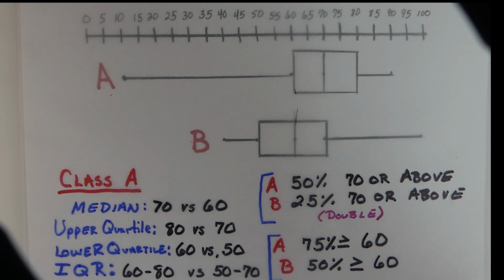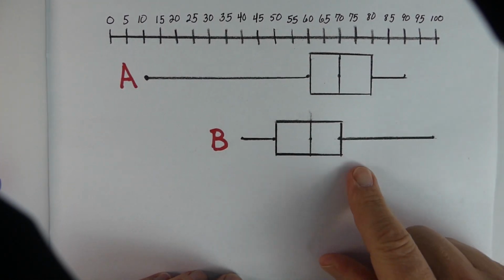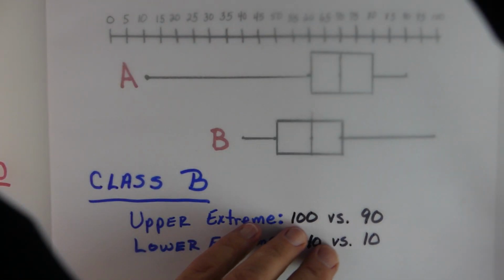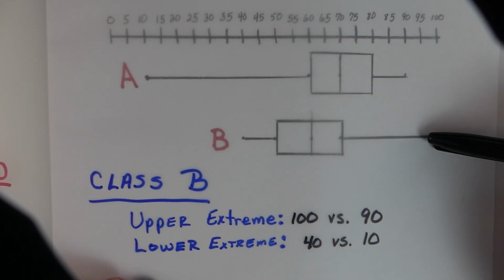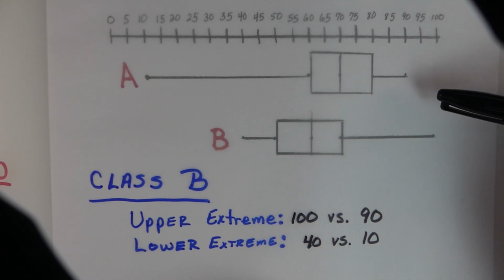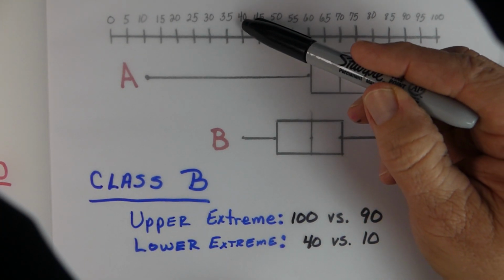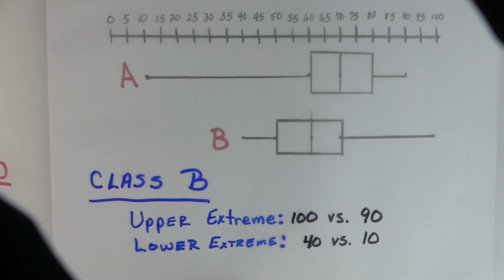So if you're class B, what could you possibly argue? Well, for them, it would have to be the extremes. They don't have a lot of options here. If you look at the upper extreme for class B is 100, but for class A, it's only 90. So it's 10% better for their best student. If you look at the worst students, the lower extreme, the worst student in class B only had a 40, where A was all the way down to 10.